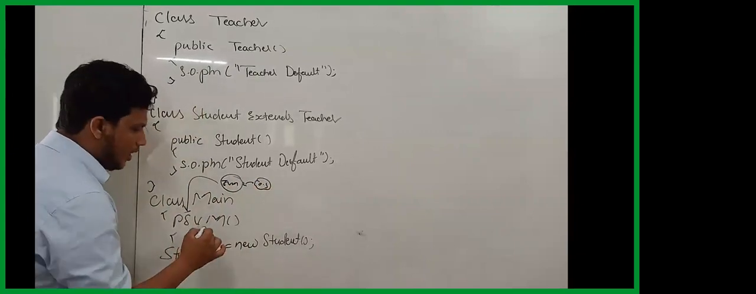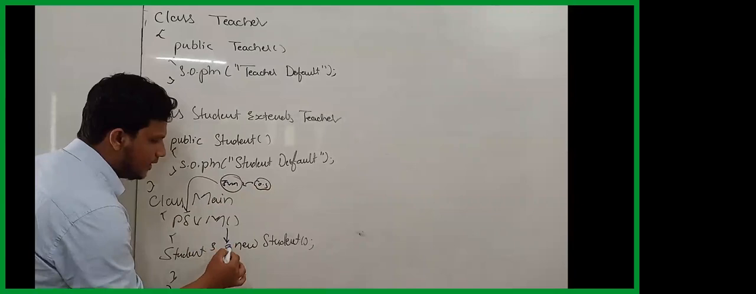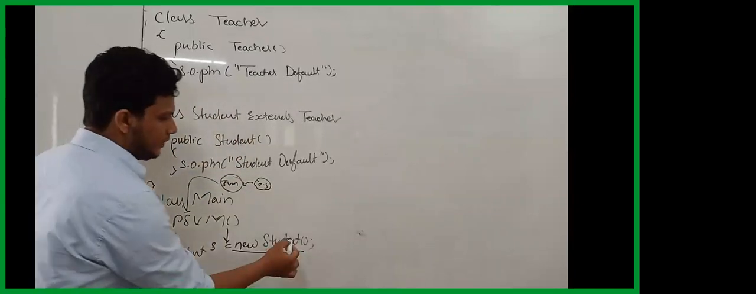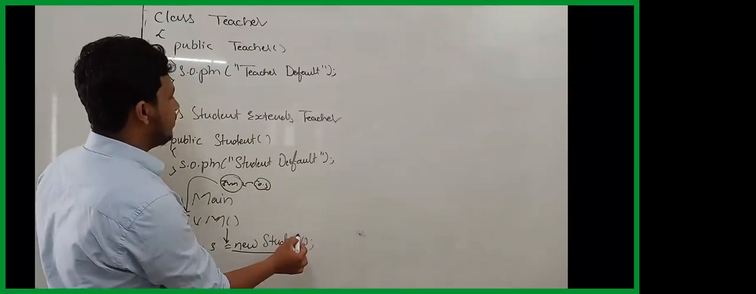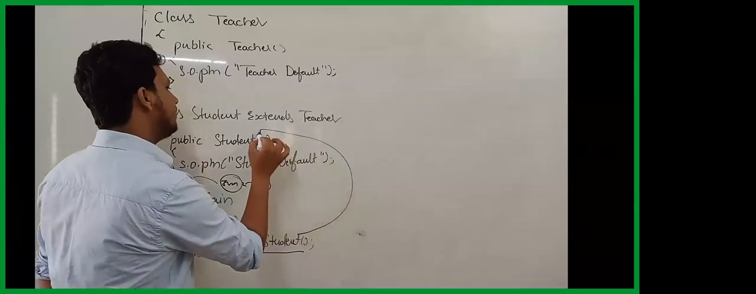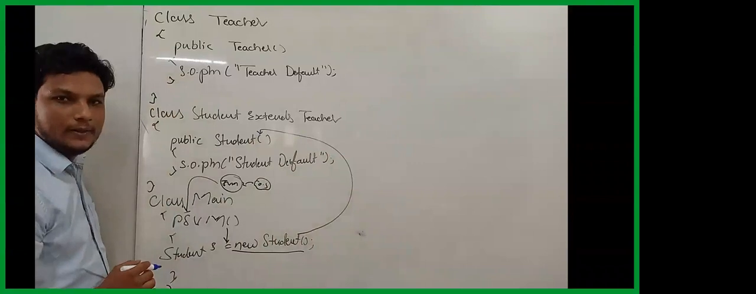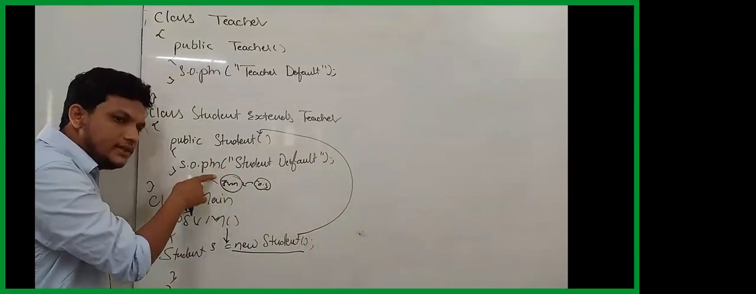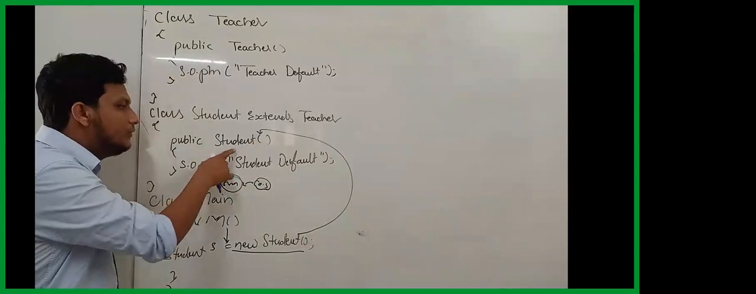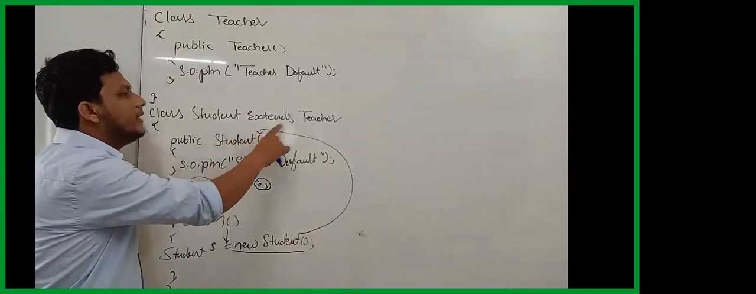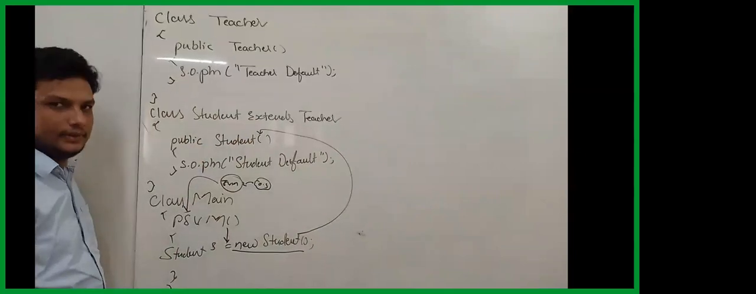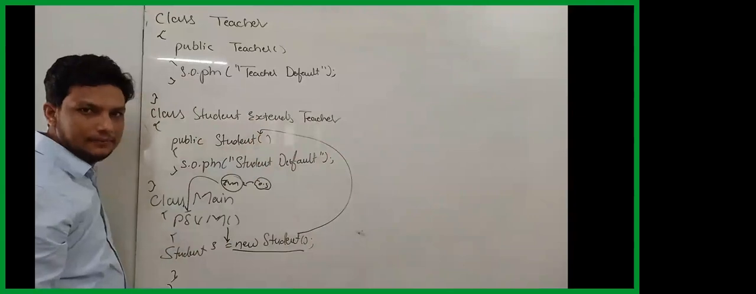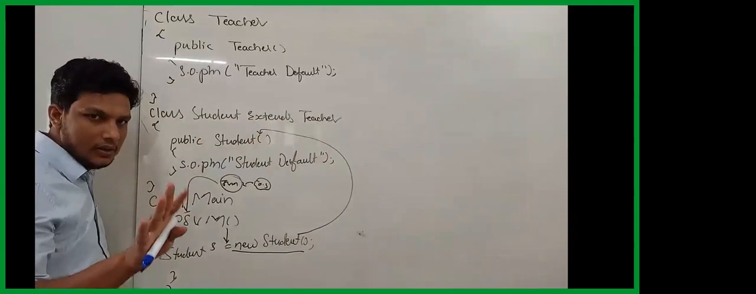Now, when it comes here, it is executing the constructor of the Student class. Then immediately control jumps from here to here. Before executing the constructor of that class, it will check whether there is any parent class for that class. Yes, for Student there is a parent class called Teacher.